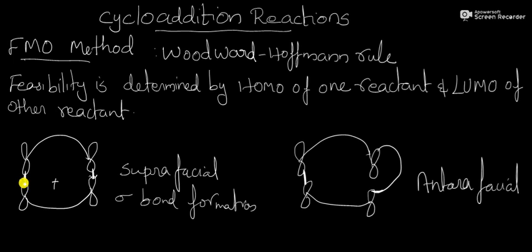So this is supra, this is supra. So it is called a supra-supra addition. This is supra, this is antarafacial addition. So it is called a supra-antara addition. So antara addition is opposite face addition. And antarafacial addition is geometrically forbidden.